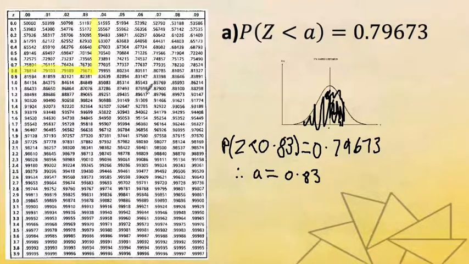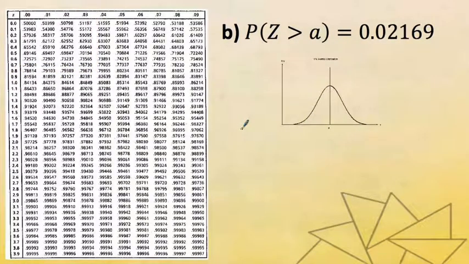Okay, so let's move on and have a look at another example. So here we have probability of Z greater than A is equal to 0.2169. Now what I know is when I'm doing greater than A, I'm looking at this right hand tail. Since it's less than a half, it's going to be on the right hand side of this point up here. So I'm looking at this upper tail here. Now what that tells me is the probability that Z is greater than A is going to be equal to 1 minus the probability Z is less than A.